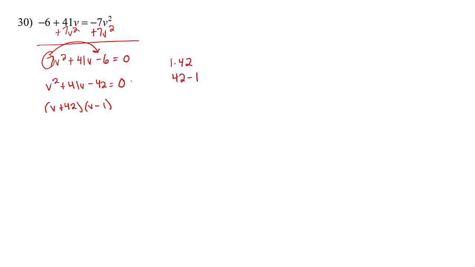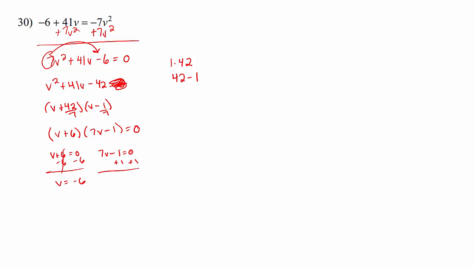I was not supposed to put equals 0 there. It does not equal 0. We want to divide by 7. If it divides, we divide. And if it doesn't, we move the bottom number in front. Now I can put equals 0, and I can set each part of this equal to 0. So subtract 6, add 1, and get 1/7. So my two answers are -6 and 1/7.